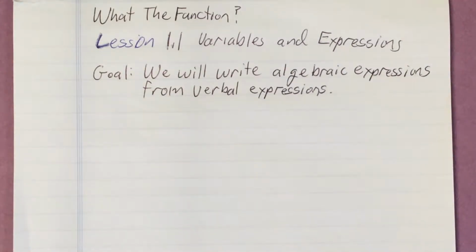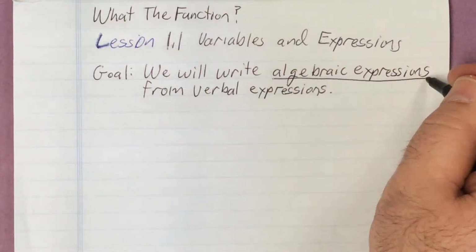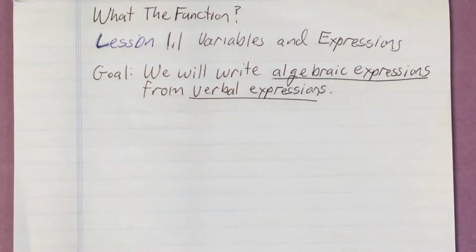Today we're going to begin our first lesson in section 1.1 to kick off the new school year at Eisenhower High School for Math 1 students. And this is on what's called variables and expressions. The goal of this is to write algebraic expressions from verbal expressions. So we're going to take the things that are written as words and we're going to algebraize them.